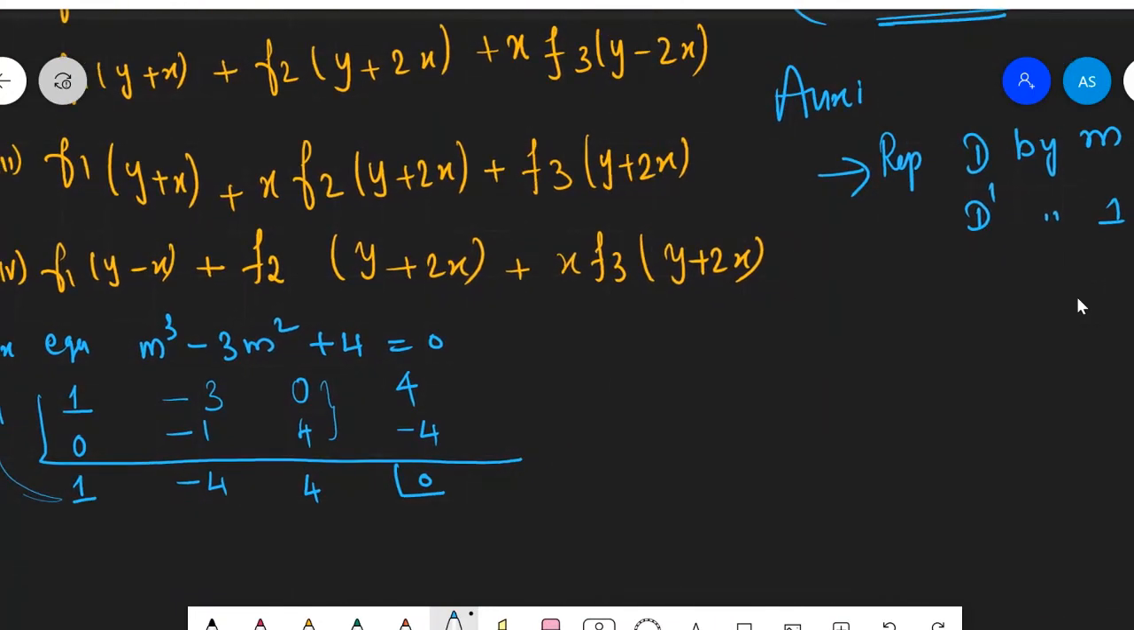Next, this is the expression of reduced equation. That is, our equation is cubic equation, so this is the quadratic expression. So start from left, constant term, m square term.